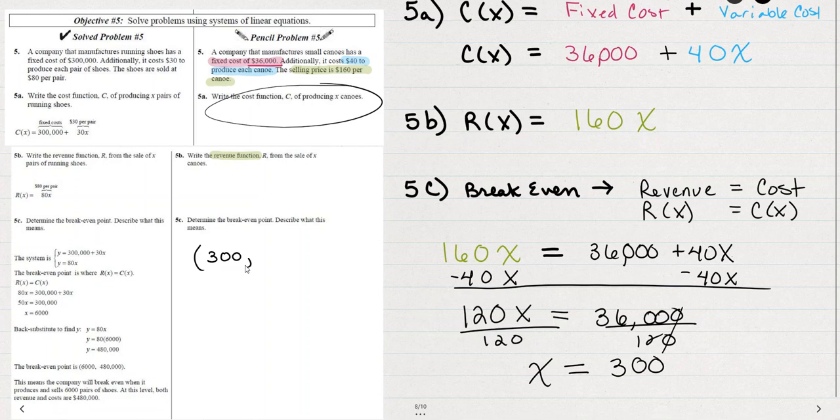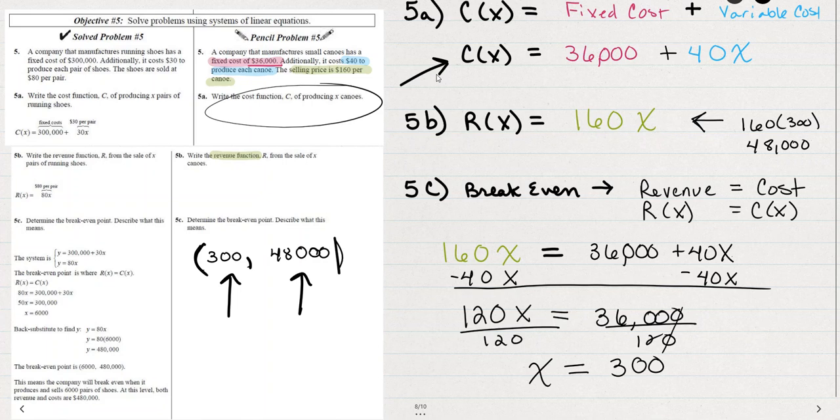So in other words, when we have 300 canoes, if I go back and replace the x with 300, I can see that the revenue would be $48,000. So we get this ordered pair 300, comma, 48,000. I'm going to leave the comma out of the 48,000 so it doesn't get confused with the comma of the ordered pair. What does this mean? It means that if we produce 300 canoes, our revenue will be $48,000 and our cost will be $48,000 as well.